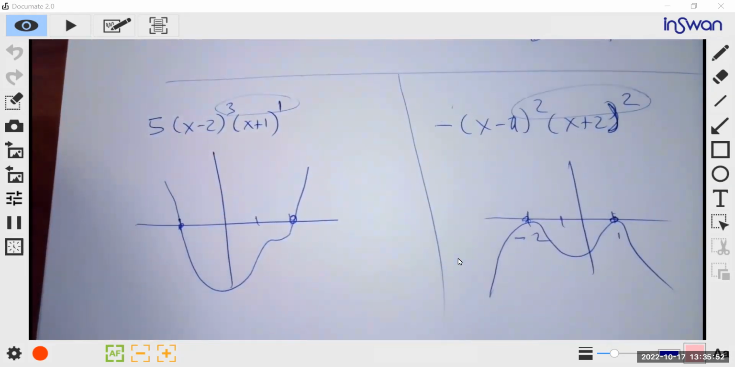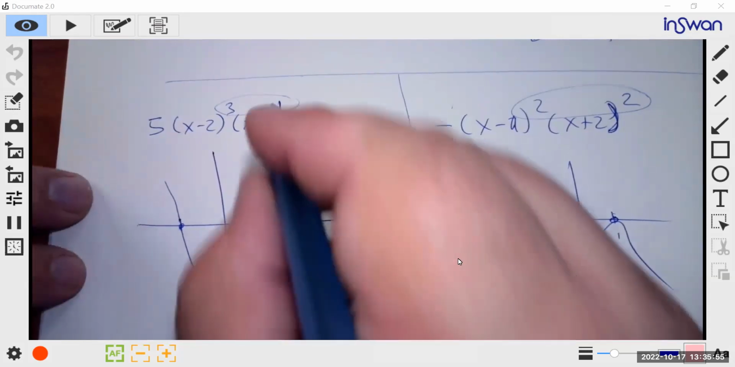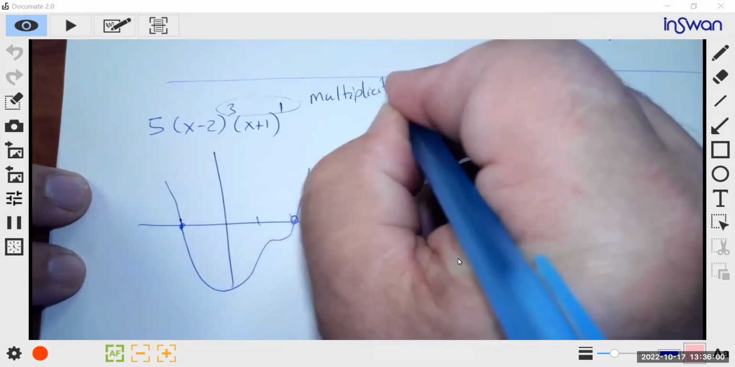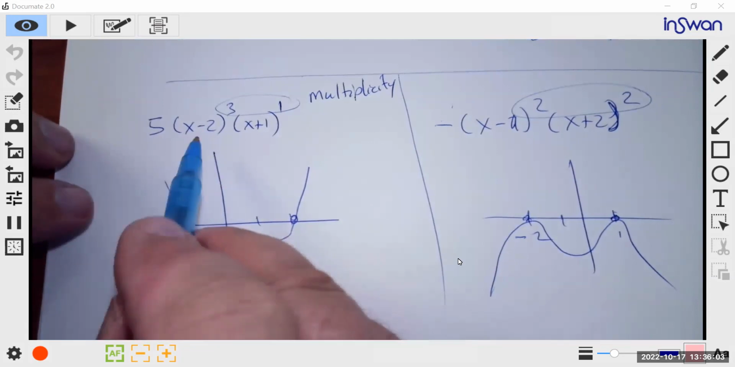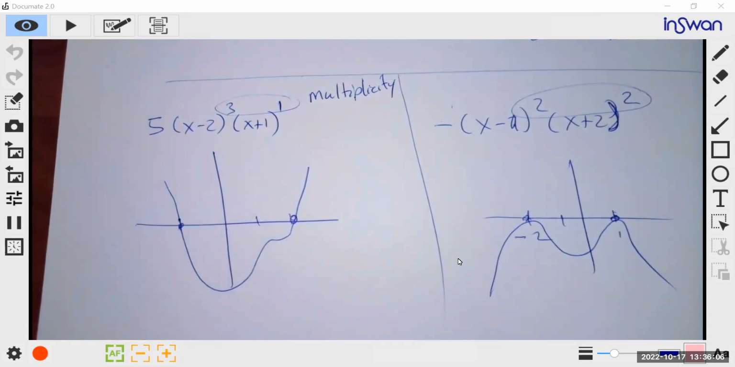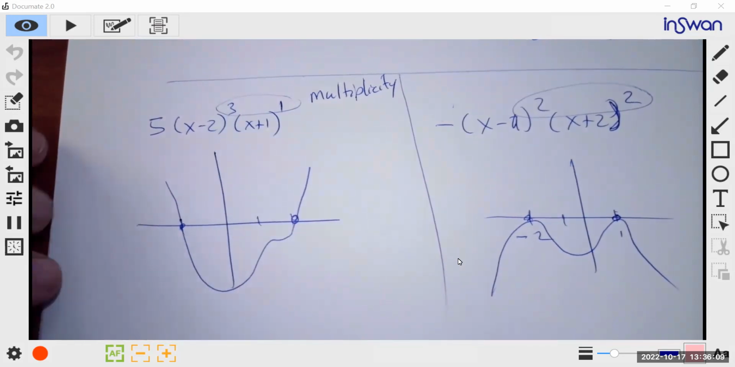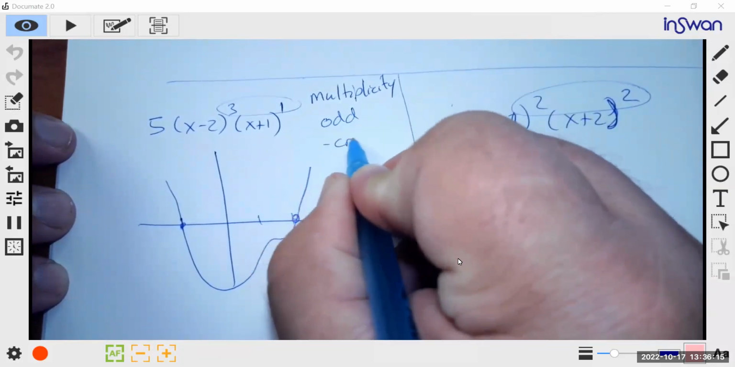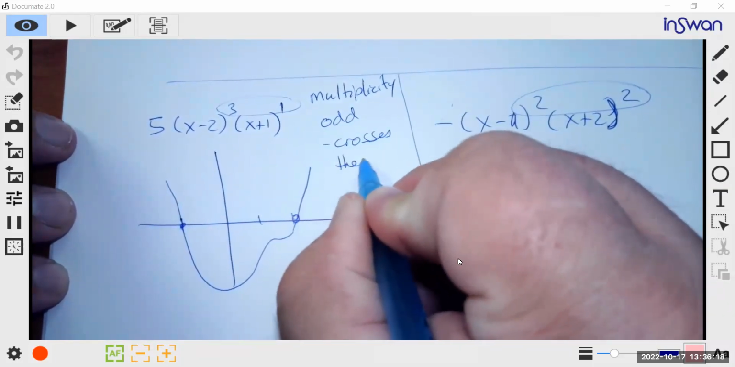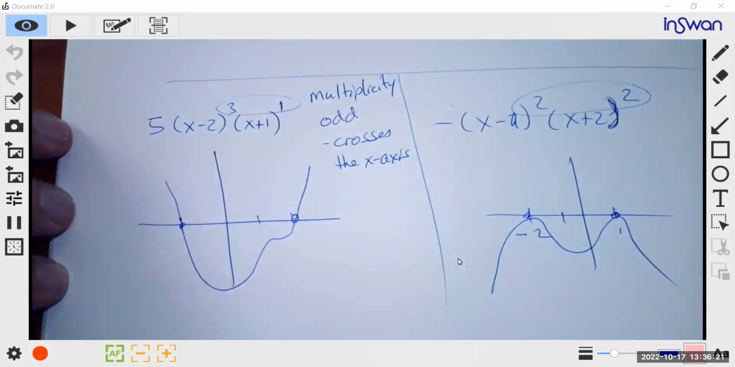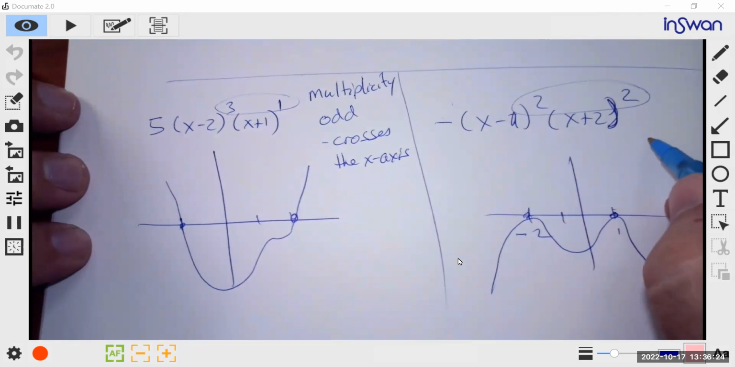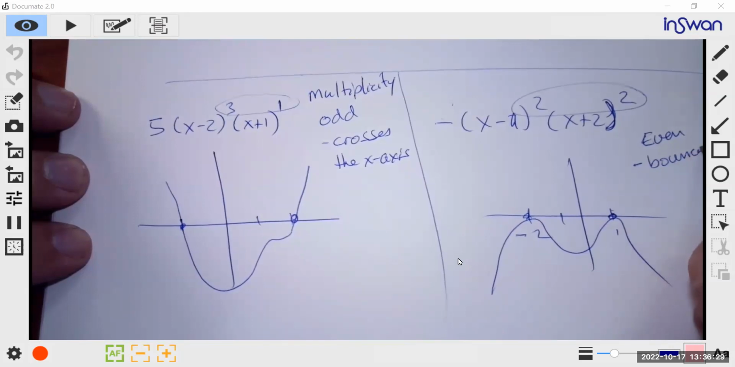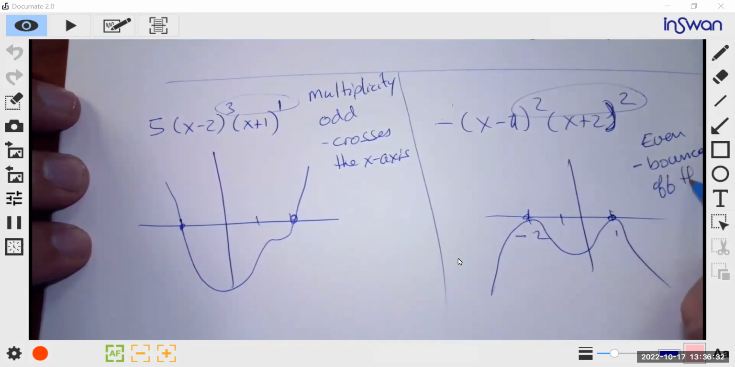The only difference are those. These are called multiplicities. Whenever you factor out your answer and you have multiple of the same answers, the exponent tells you the multiplicity. If the multiplicity is odd, then it crosses the x-axis. If the multiplicity is even, it bounces off the x-axis.